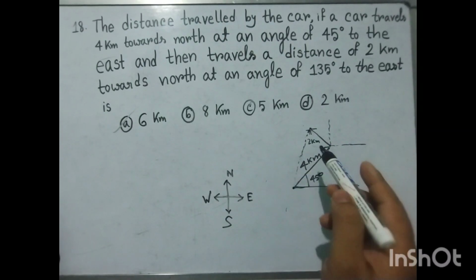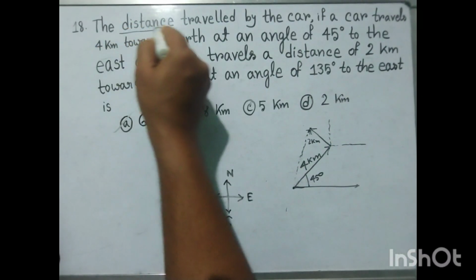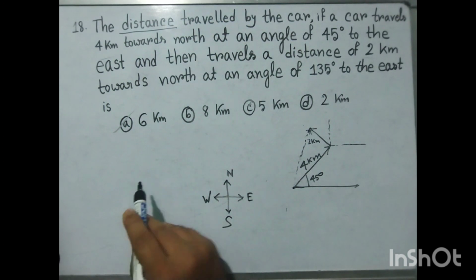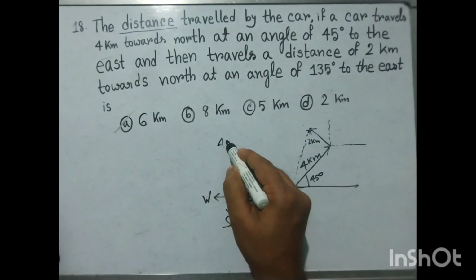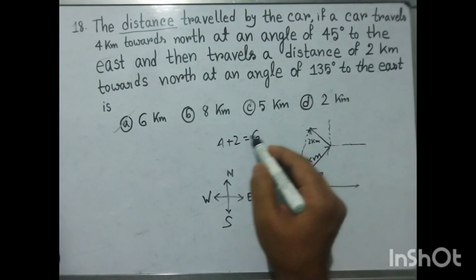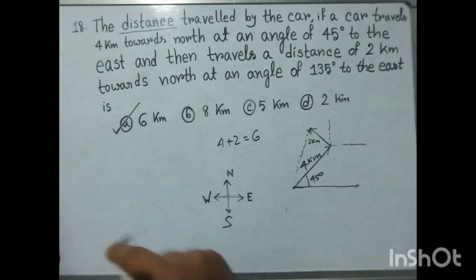But here it is not asking displacement, rather it is asking to find distance. So you just need to add these two distances, that is 4 km plus 2 km is equal to 6 km. So option A is your correct answer.